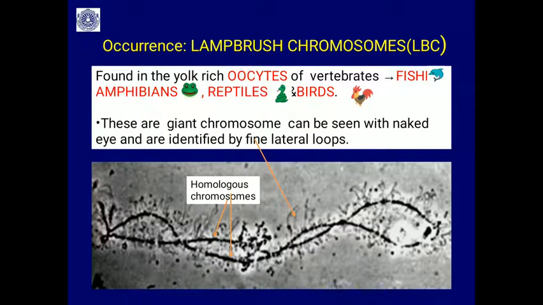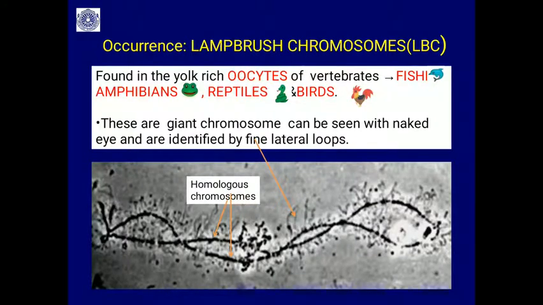So, where do you find their occurrence? These Lampbrush chromosomes are the largest chromosomes found in the yolk-rich oocytes of vertebrates such as fishes, amphibians, reptiles and birds. They are also found in the oocytes of some invertebrates. These are giant chromosomes and can be viewed with the naked eye.